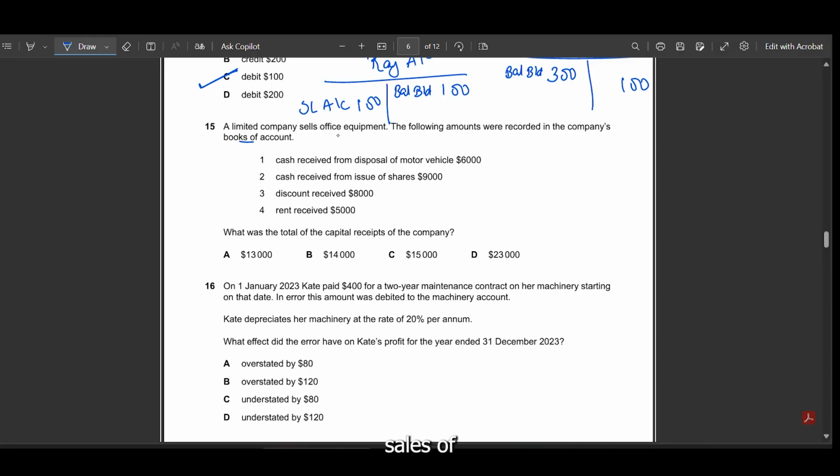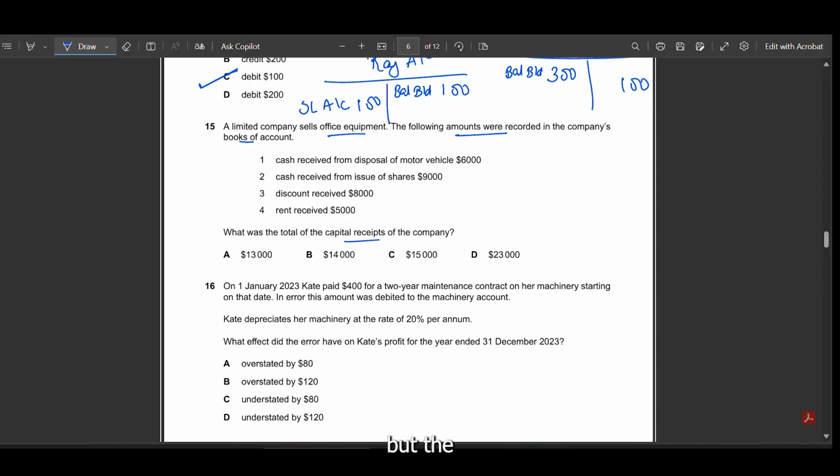A limited company sells office equipment. The following amounts were recorded in the company's books of account: cash received from disposal of motor vehicle 6,000, cash received from issue of shares 9,000, discount received 8,000, rent received 5,000. What was the total of the capital receipts of the company? Nice and interesting question, again an easy question, I would say. They are just asking about the capital receipts.